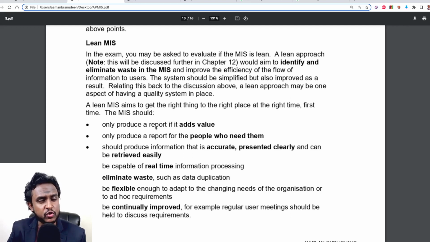So the MIS essentially produces things that add value. It produces reports only for those who need them. It should produce information that is accurate, should be presented clearly, and should be retrieved easily, that it should be easy to find. There's real-time processing, so there's basically no time lag. What you're seeing is the most real-time data. Eliminate waste, so at every point you try to eliminate waste, like data duplication. You don't see the same file.